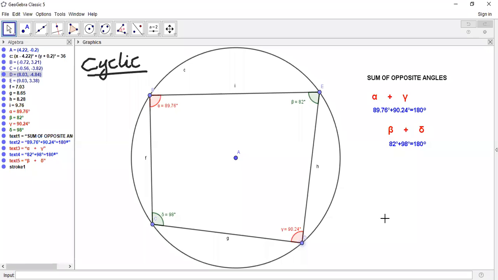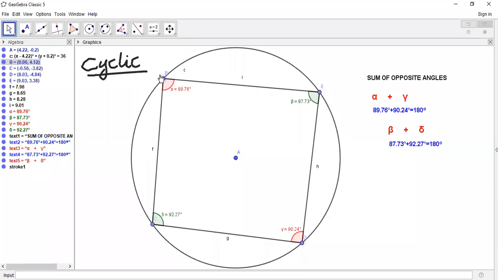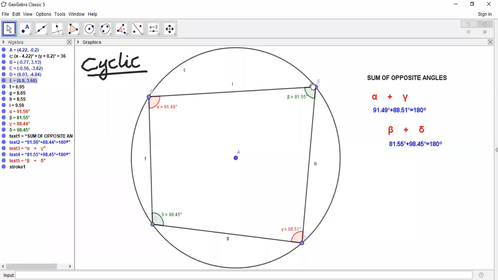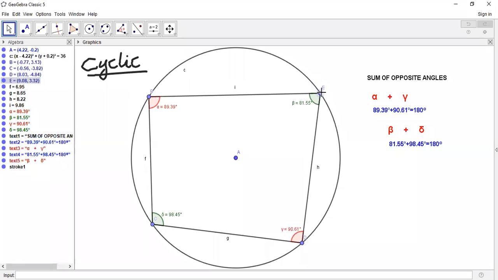So once again, first we define a cyclic quadrilateral. What do we mean by a cyclic quadrilateral? Which quadrilateral lies in the circle is called a cyclic quadrilateral. A cyclic quadrilateral is one whose all four vertices are on the circle.